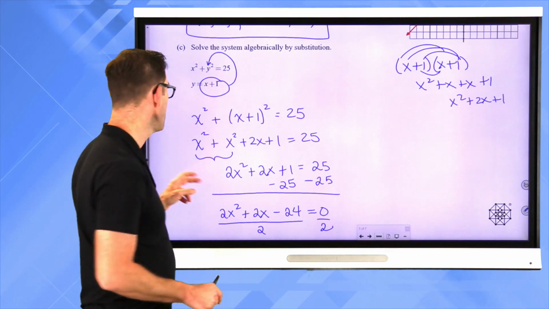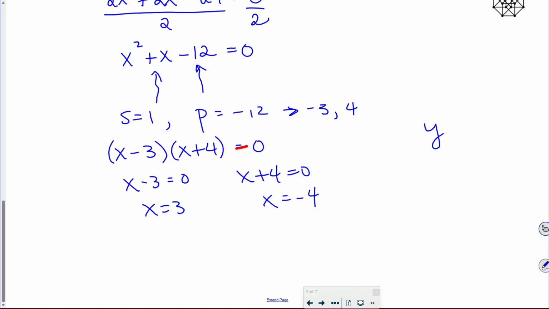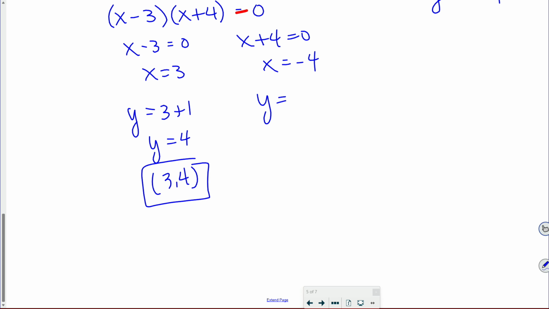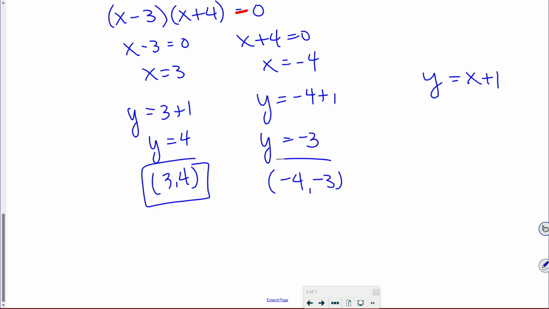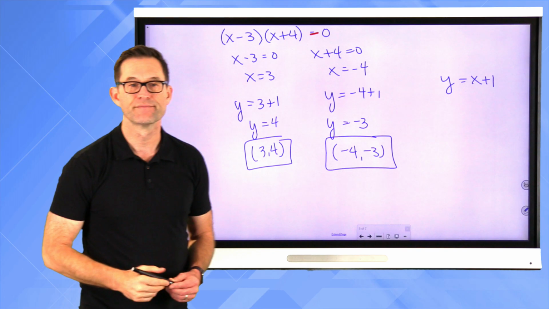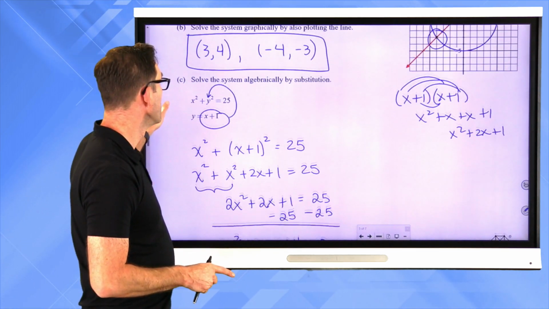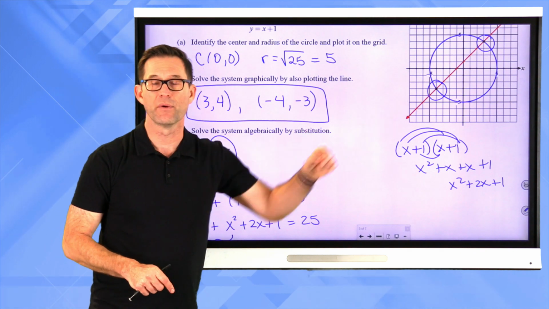But if we put them into y equals x plus 1, and let me just write that equation down here, the equation of the line, then I'll have y equals 3 plus 1 and y equals 4, giving me the intersection point 3, 4. And here I'll have y equals negative 4 plus 1. I love the fact that I wrote the equation down and then it vanished. And y equals negative 3. So we've got the point negative 4, negative 3. Awesome. There it is.